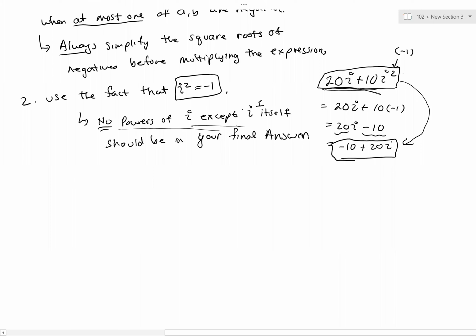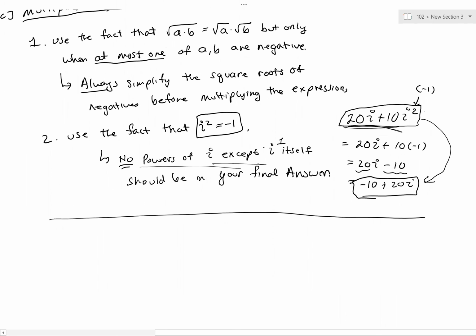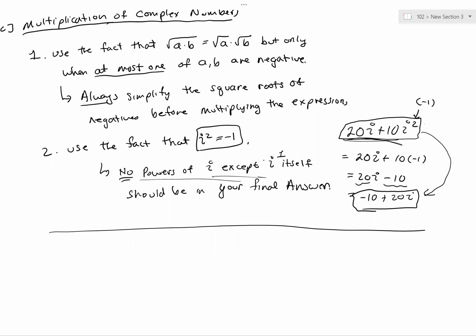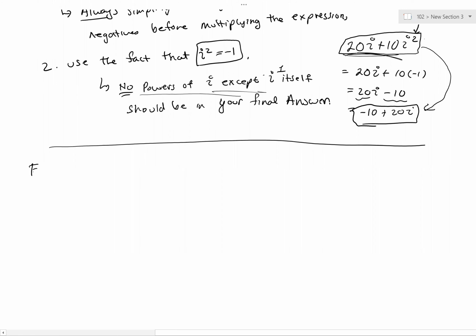So now let's look at the handout examples to see how we use these things. So the first handout example, which will be number 7, the directions are to multiply and simplify.